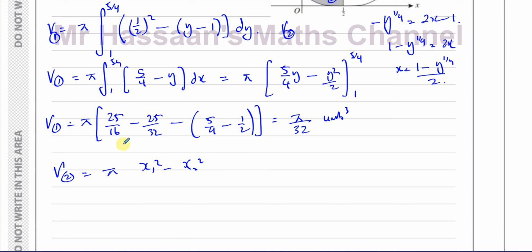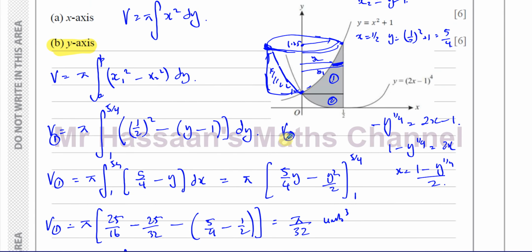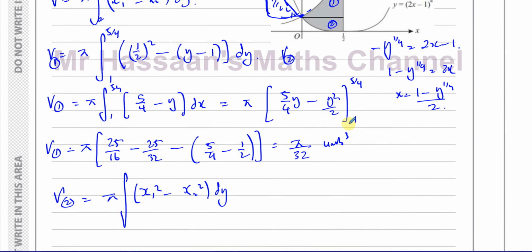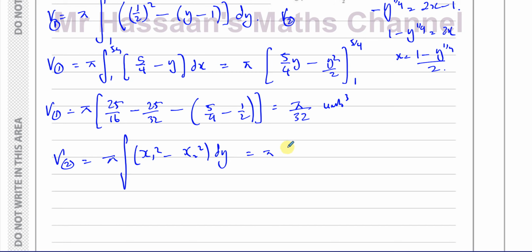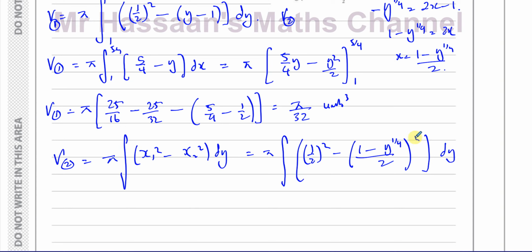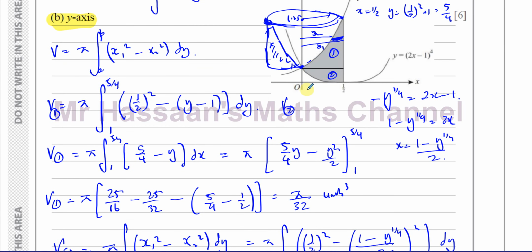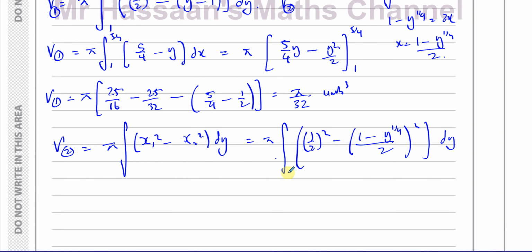Let me just put this in proper notation. The integral of x1 squared minus x2 squared dy. So I need x in terms of y for both of them. For the first equation, x equals a half. So that's going to be pi times a half squared, minus 1 minus y to the power of a quarter over 2, all squared. All of that integrated with respect to y between the limits of 0 and 1, if we're rotating it this way. Okay, so that's what we need to work out.